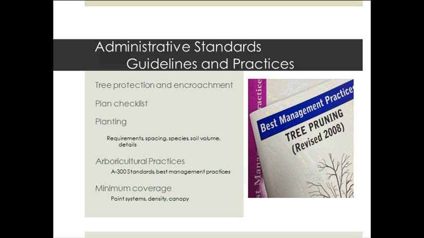I mentioned several times the value of administrative standards and guidelines and practices, and here is a set of information that is usually contained within those practices. Guidelines and practices on tree protection and special encroachment, ways to get closer to trees and mitigate the damage or perhaps prevent it. Planning checklists, I'll show you an example of one of those in a minute. Planting requirements. You could have some pretty robust planting requirements that would include spacing, species selection, soil volume, details, things like that. References to arboricultural standards of practice. In this case, we have a picture up of the A300 standards, and they're supporting best management practices. And then finally, the coverage requirements are provided in the administrative standards as well.